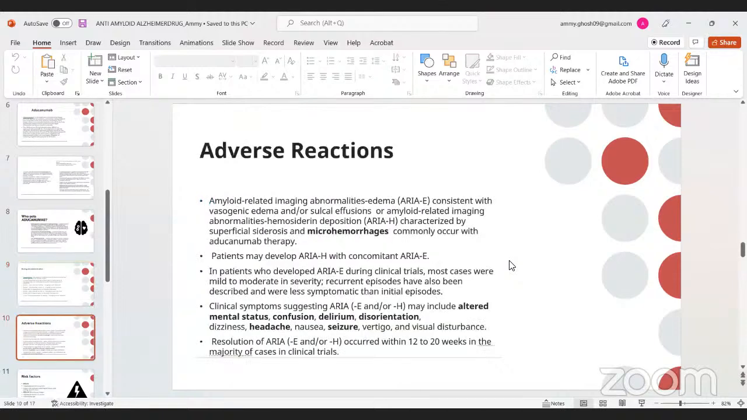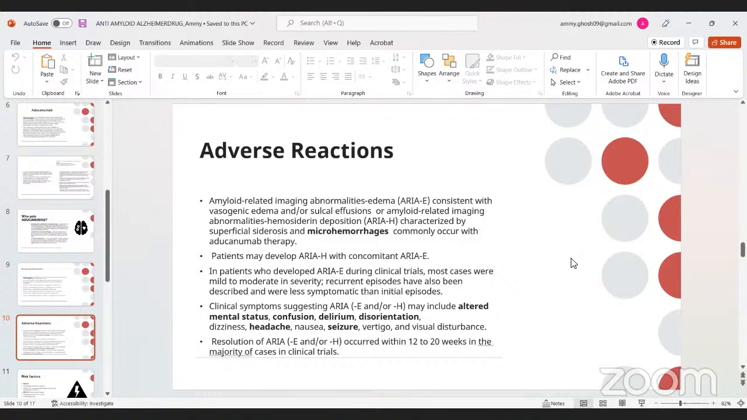So what can be the adverse reactions? There are two major kinds of adverse reaction that we can expect. One is amyloid-related imaging abnormalities, edema, which is ARIA-E, consistent with vasogenic edema or sulcal effusions. Another one is amyloid-related imaging abnormalities, hemosiderin deposition, which is ARIA-H. It is characterized by superficial siderosis and microhemorrhage, and commonly occurs with aducanumab therapy. Patients may develop ARIA-H with concomitant ARIA-E.